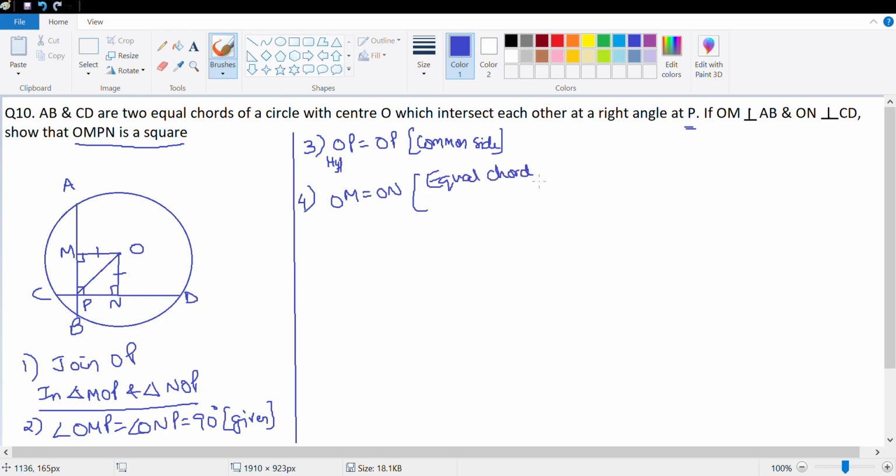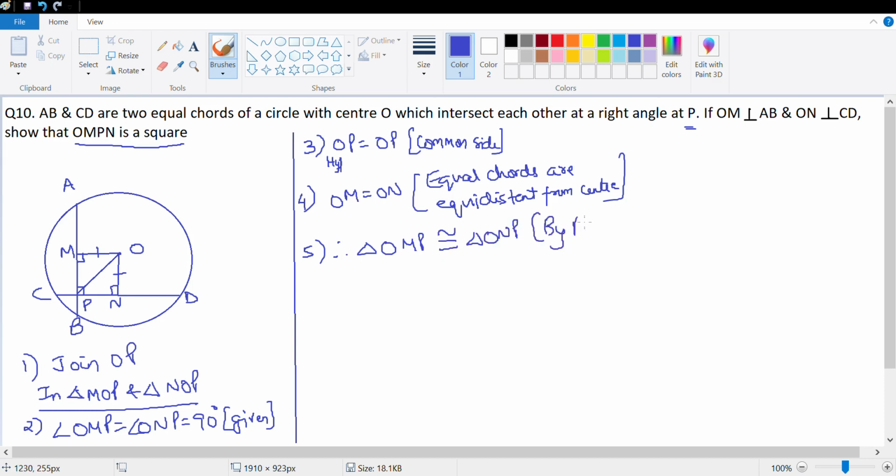Because equal chords are equidistant from the center. Which means therefore triangle OMP is congruent to triangle ONP by RHS test. What this gives me is MP is equal to PN. This is CPCTC.